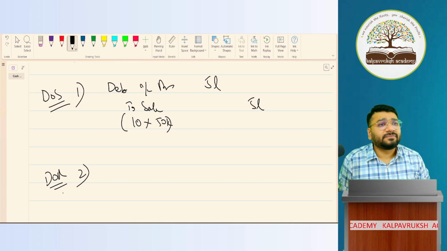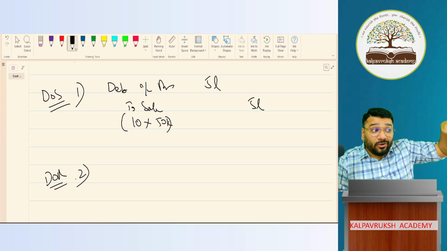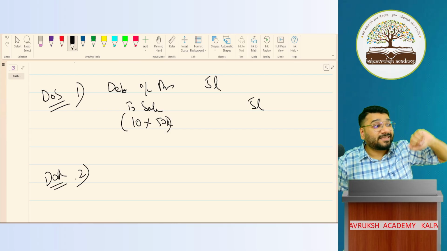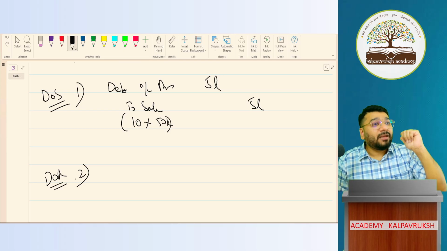Tell fast. No, this is rebate, boss. The money has not come. I told you, the customer will pay the money after 6 months. So today is not the payment date. Today is the rebate allowing date. So on the rebate allowing date, what is the entry?